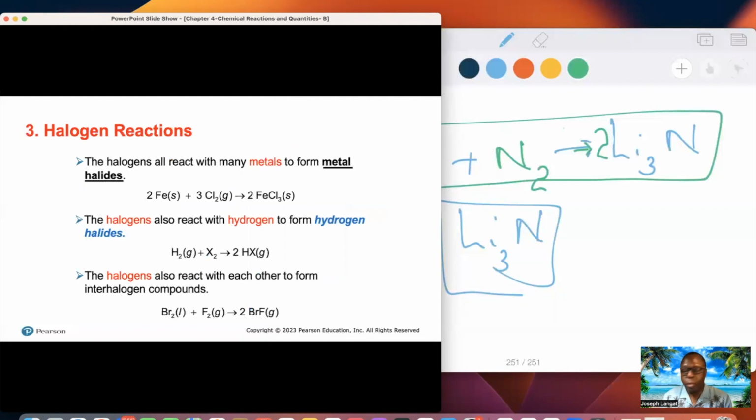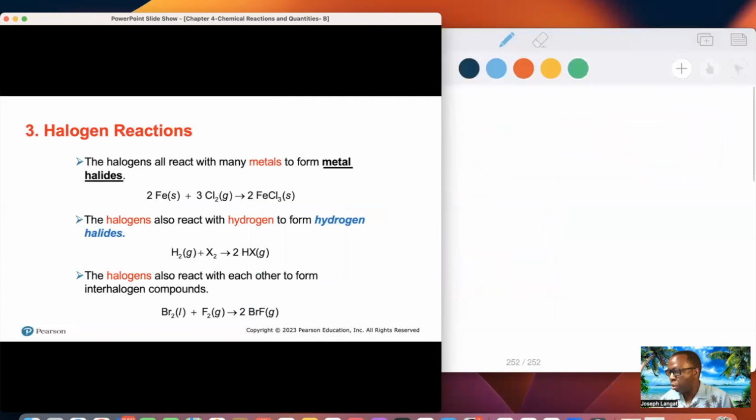Lastly, let's look at the halogens. You know, when you say halogens, there is group 7. By the way, just to show you, you look at this halide, and then halogens.